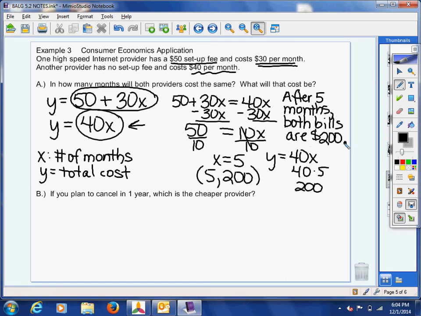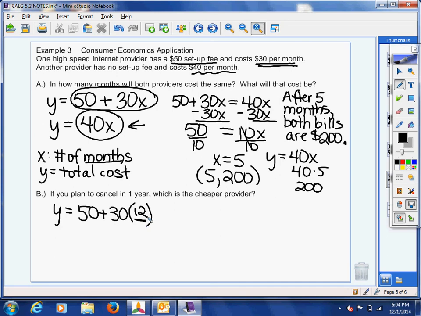Letter B says, if you plan to cancel in a year, which is the cheaper provider? Well, the easiest thing to do is take each provider and plug in, remember x is number of months. You can't just plug in a 1 right here. Instead of, that stands for 1 year. We need number of months in a year. That would be 12. So you want to plug in a 12 right there.